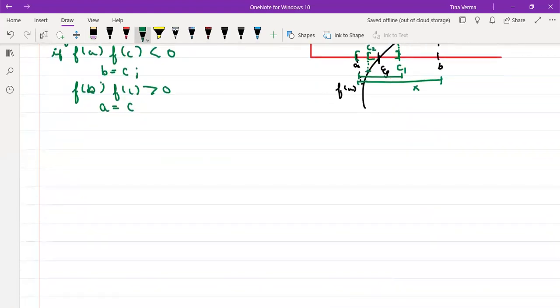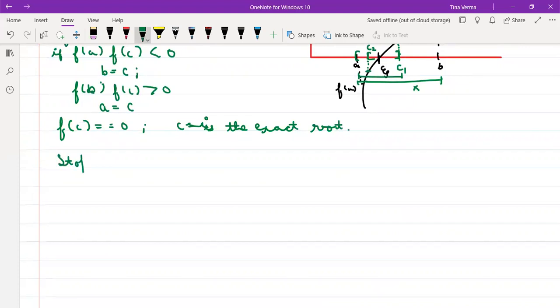और it can be possible कि आपका f of c अगर आपका zero ही आ जाता है, right? If your f of c comes out to be 0, that means c is the exact root. So your c will be the exact root. Otherwise, if it is not the exact root, you can use the stopping criteria.